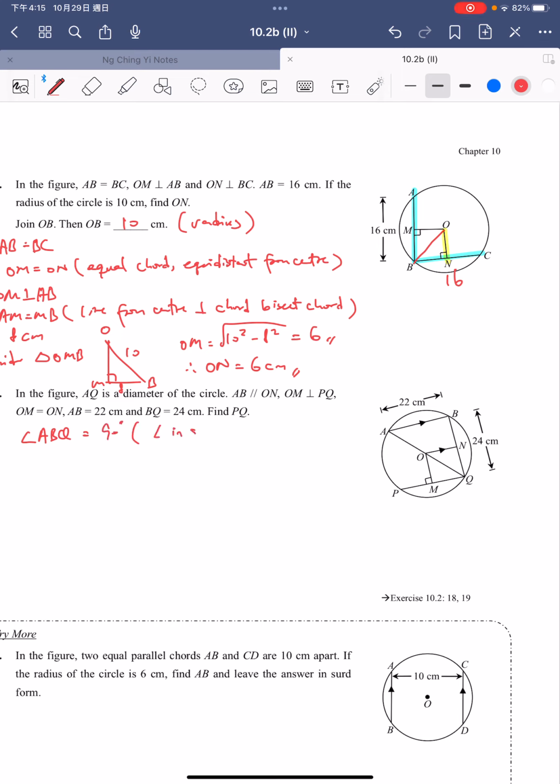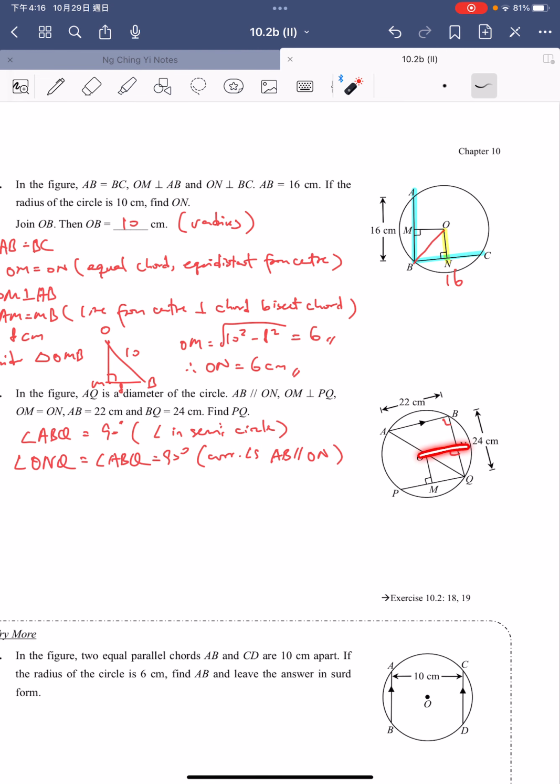By using the angle in the semicircle, this is equal to a right angle. Then we have the angle ONQ equal to a right angle as well, because we have two parallel lines, so this is the corresponding angle. So we can say that angle ONQ is equal to angle ABQ, which is 90 degrees, by using the corresponding angle. AB is perpendicular to ON, so ONQ is equal to 90 degrees.